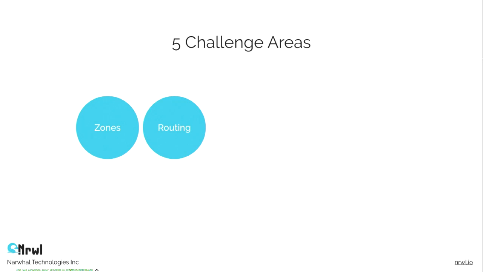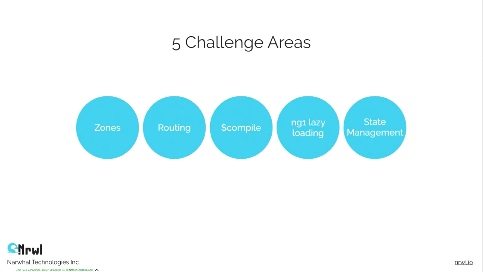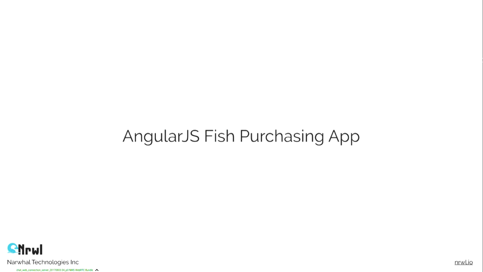I've broken it down to 5 challenge areas, which are zones, routing, compile service, $compile from AngularJS, lazy loading with Angular 1, and state management.